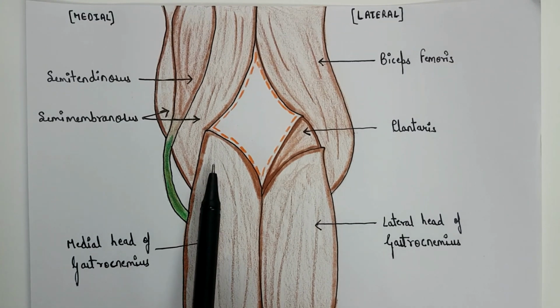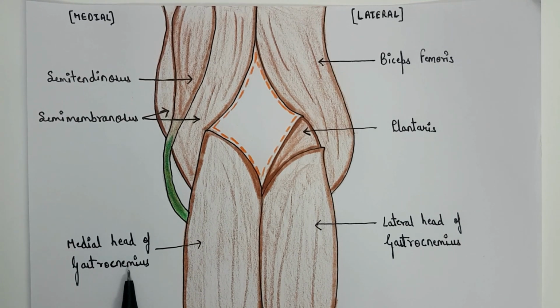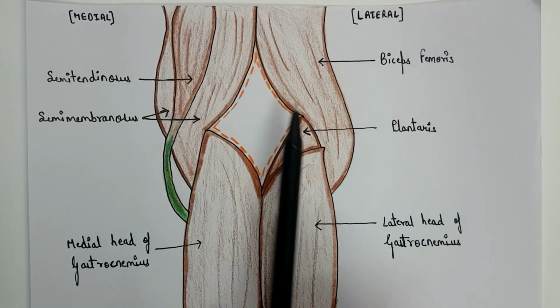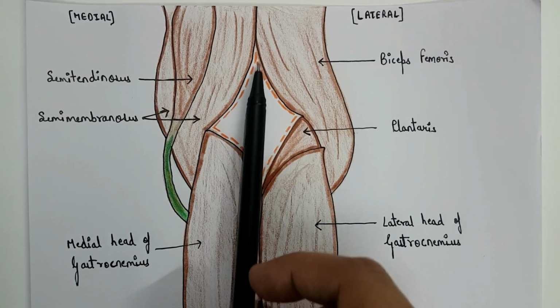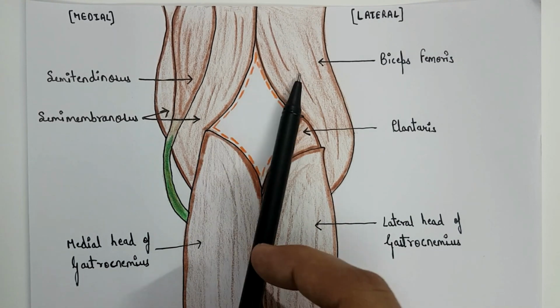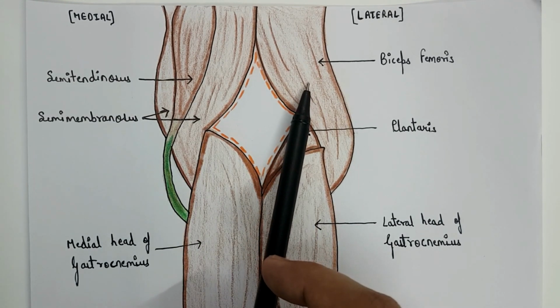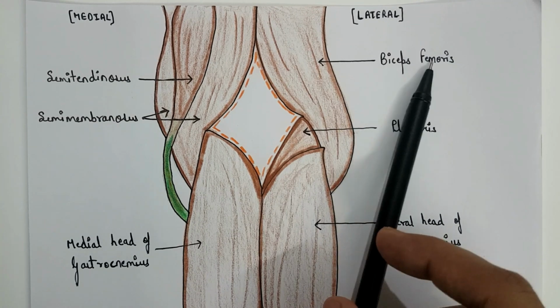In this diagram, you could easily see that the inferomedial border is formed of the medial head of the gastrocnemius muscle. Let's review the boundaries once more. This diamond-shaped depression is the popliteal fossa, and these are the 4 boundaries it has. This is the superolateral boundary composed of biceps femoris.